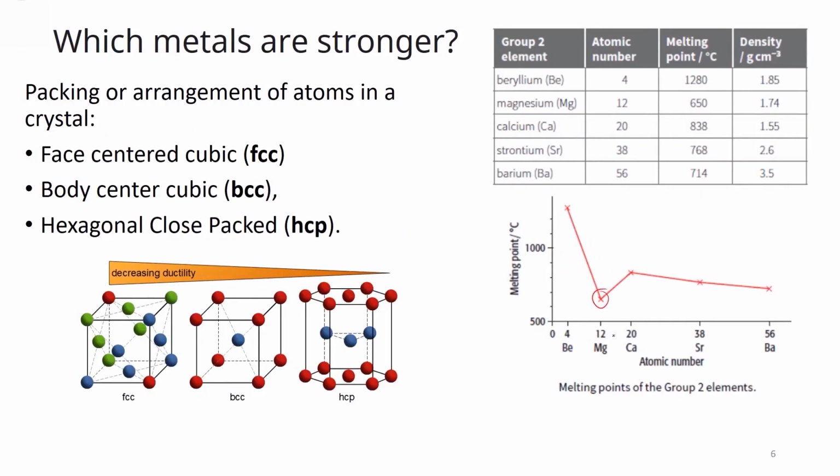So I have 3 types of packing in crystals. The first one is the face-centered cubic, the second is the body-centered cubic, and the third one is the hexagonal close pack. The ductility actually decreases from the FCC to the BCC, and the HCP is actually brittle. Now, you could see that if I'm decreasing the ductility, I'm also decreasing the melting points.